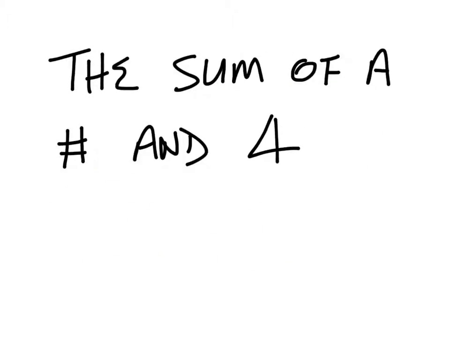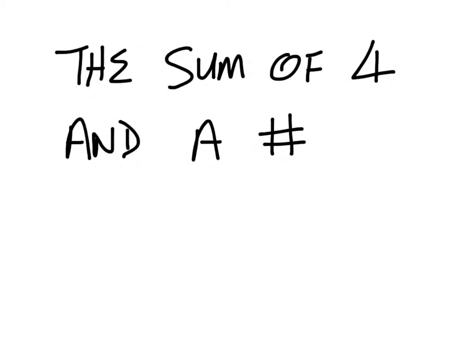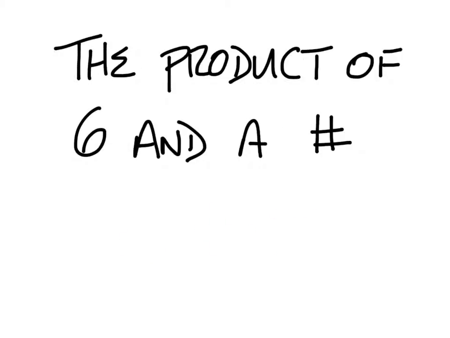The sum of a number and 4, what should that be, Bartley? X plus 4 is right. The sum of a number and 4 is X plus 4. The sum of 4 and a number, Darnell. 4 plus X, right. Whatever comes first is what you put. The product of 6 and a number, Bartley. 6 times X, and you just write it as 6X. You don't have to put a times sign or a dot or anything in the middle.